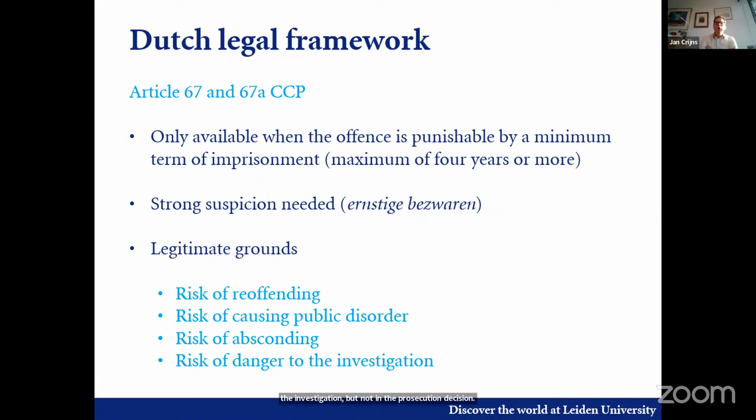So the prosecution decision, what to do with a case, is a case brought to court, or is a case being settled by the prosecutor himself? That is a decision which is only upon the prosecutor. So the examining judge does not have any power when it comes to the prosecution decision. And I think that is different from the presiding judge, because the presiding judge has a certain role in deciding what to do with the case. And that is not a role that the examining judge has in Dutch criminal procedure.